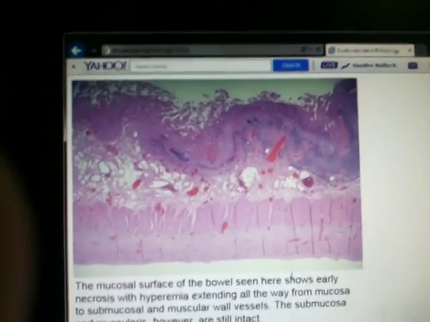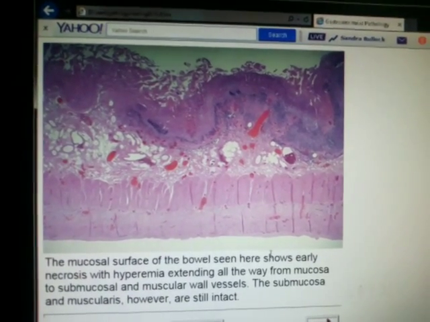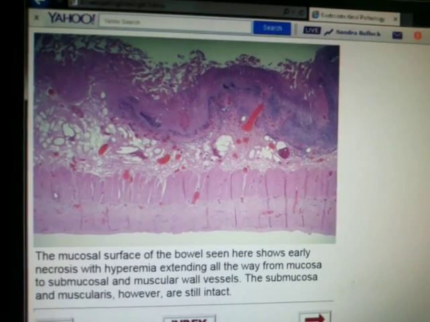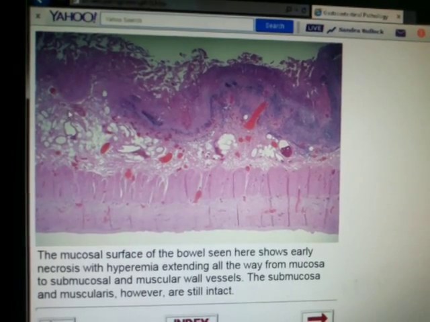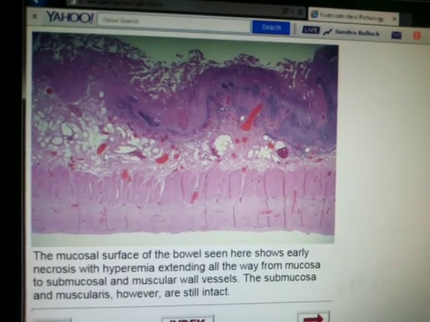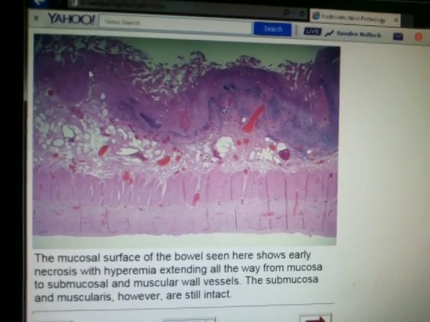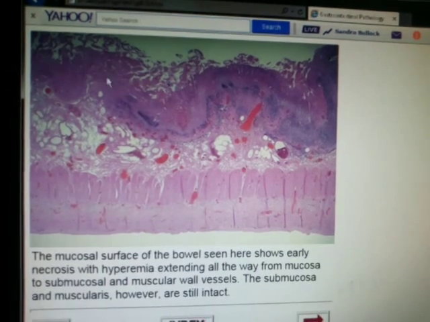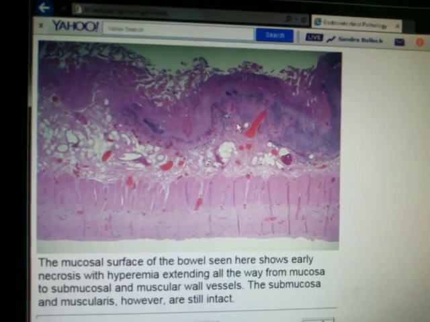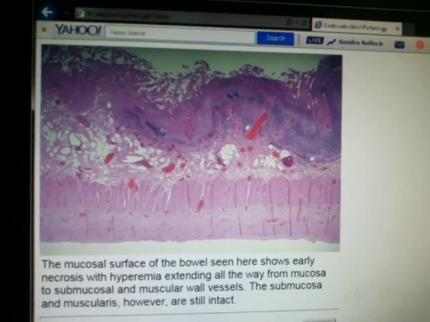This is the microscopic appearance of the hyperemic mucosa we just saw in the previous picture. You can identify the layers of the bowel. We have the mucosal layer, then the submucosa and the muscularis. You can see that the submucosa and the muscularis are not that affected, they're still intact, except for some congestion of the blood vessels, while the most affected layer is the mucosa. Here you can see that the mucosa is replaced by necrotic tissue, which forms the exudate deposit we just saw in the previous gross picture.